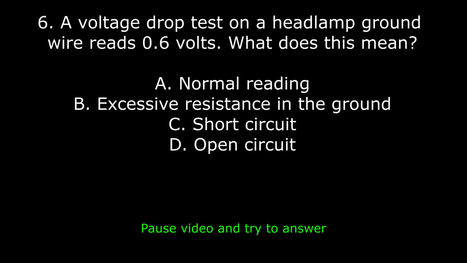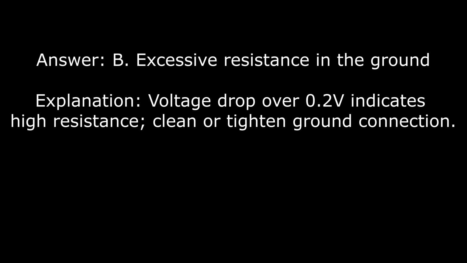6. A voltage drop test on a headlamp ground wire reads 0.6 volts. What does this mean? A. Normal reading. B. Excessive resistance in the ground. C. Short circuit. D. Open circuit. Answer: B. Excessive resistance in the ground. Explanation: voltage drop over 0.2 volts indicates high resistance. Clean or tighten ground connection.